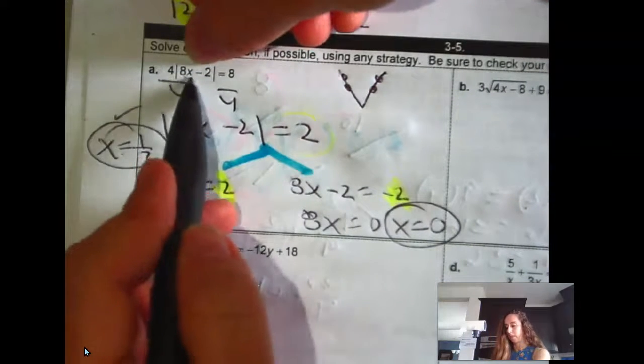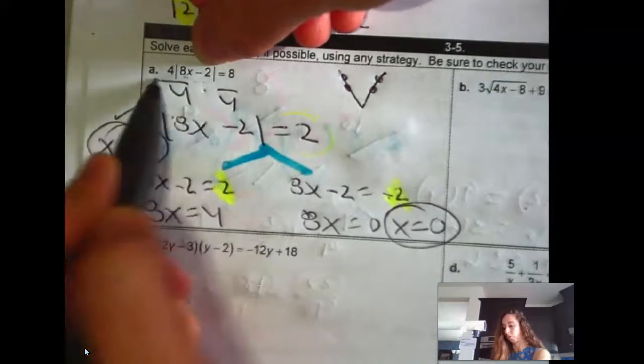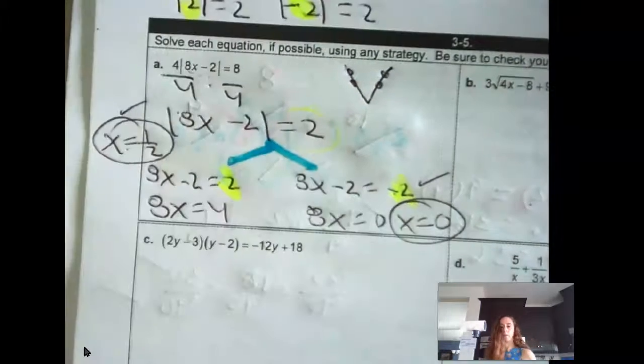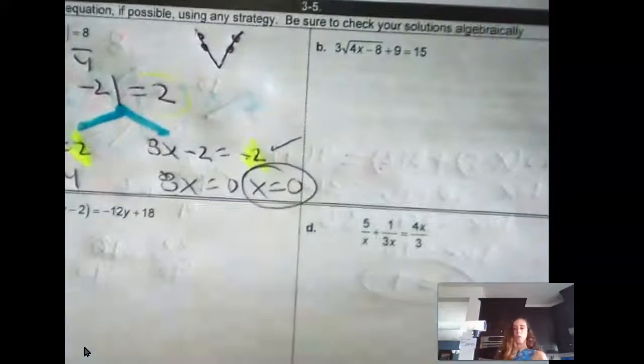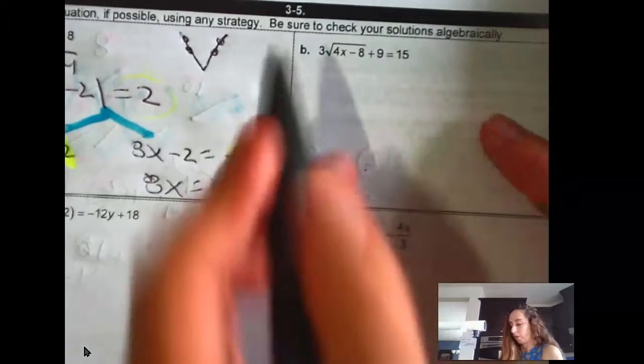8 times 0 is 0, minus 2 is negative 2. Absolute value of negative 2 is 2, times 4 is 8. I'm amazing. Okay? We had this on the quiz before, but now we are going to be so good at it. What's the first thing I would do?